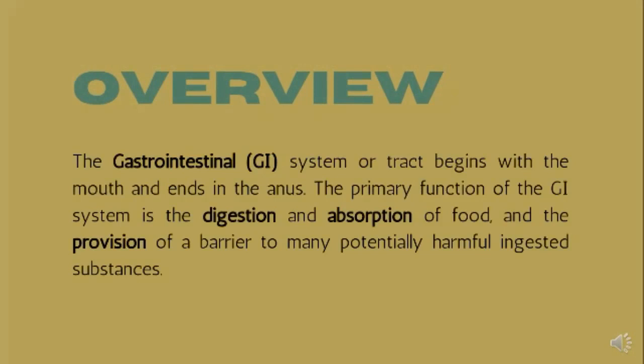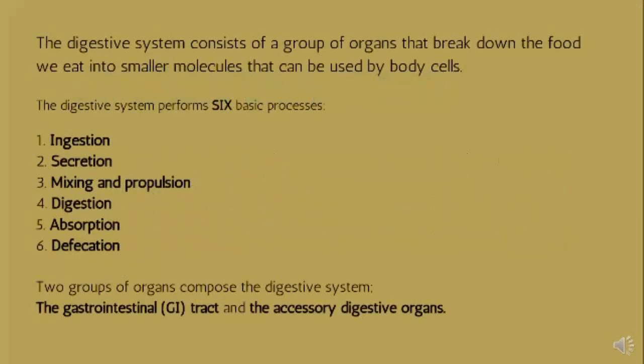The primary function of the GI system is the digestion and absorption of food, and the provision of a barrier to many potentially harmful ingested substances. So in the next slide, I'm going to discuss a little bit about the digestive system. The digestive system consists of a group of organs that break down the food that we eat into smaller molecules that can be used by body cells.